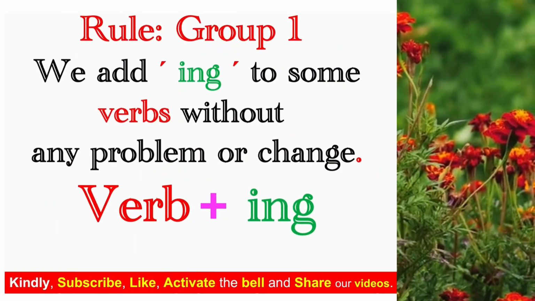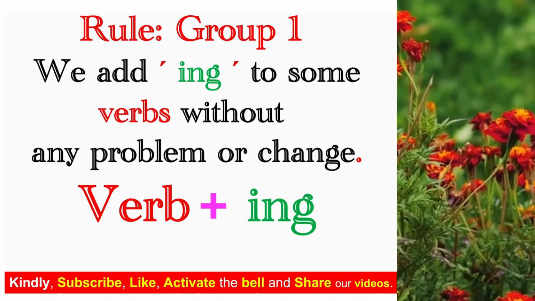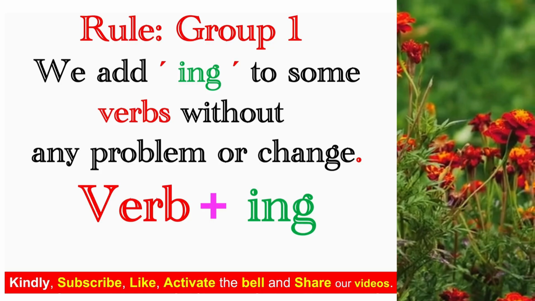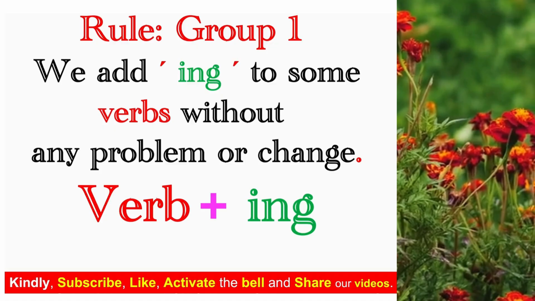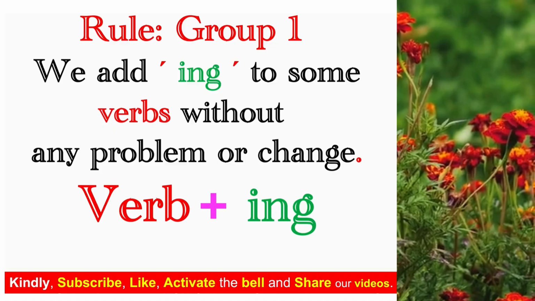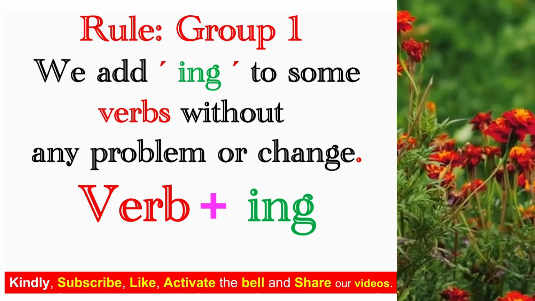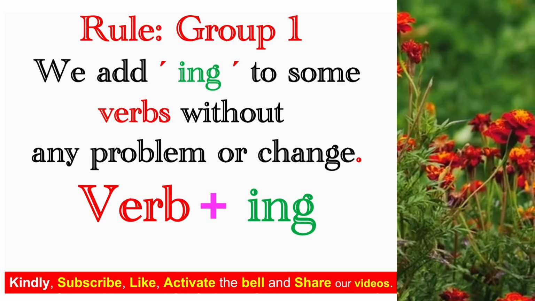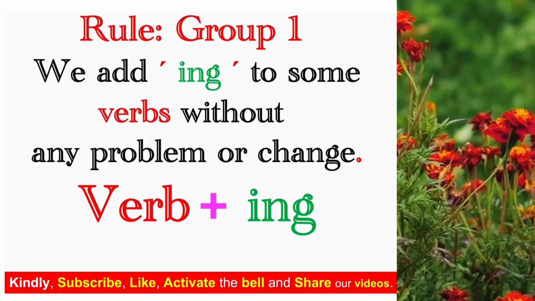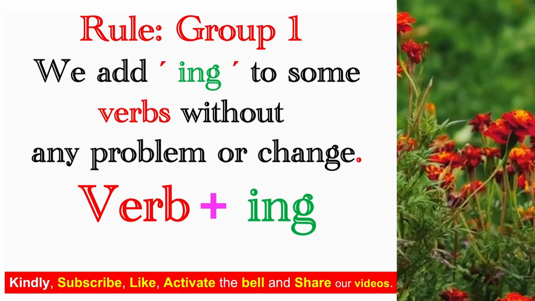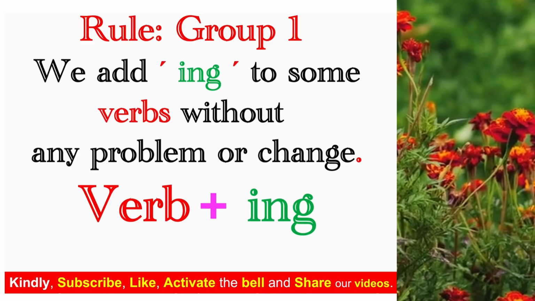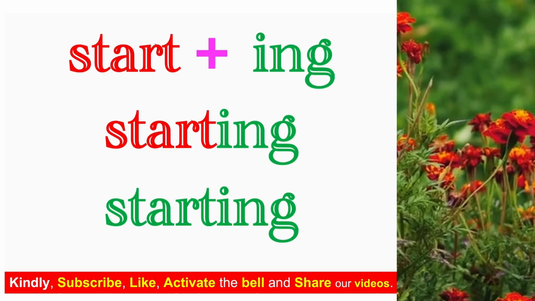So we have groups and we have rules for each group. Rule group 1 is very simple. We add ing to some verbs without any problem or change. So just the verb and we add ing. We are going to see the verbs that take ing without any problem or change. Let's see the first verb. So the first verb is start.